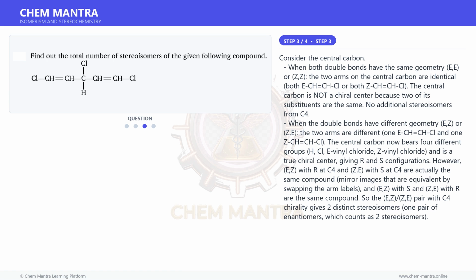However, E,Z with R at C4 and Z,E with S at C4 are actually the same compound, mirror images that are equivalent by swapping the arm labels, and E,Z with S and Z,E with R are the same compound. So the E,Z/Z,E pair with C4 chirality gives 2 distinct stereoisomers, 1 pair of enantiomers, which counts as 2 stereoisomers.